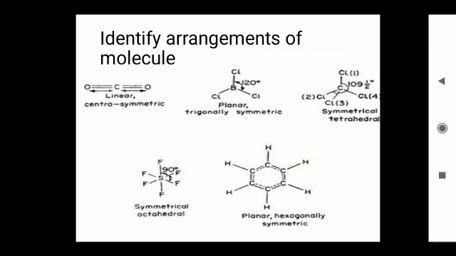Next, identifying the arrangement of molecules. Dipole moment plays an important role in identifying the arrangement of molecules in a structure. You will determine the symmetric nature, linear nature, and also the shape: linear, planar, tetrahedral structure, symmetrical octahedral, planar, hexagonally symmetrical. These types of arrangements can be determined by using dipole moment.